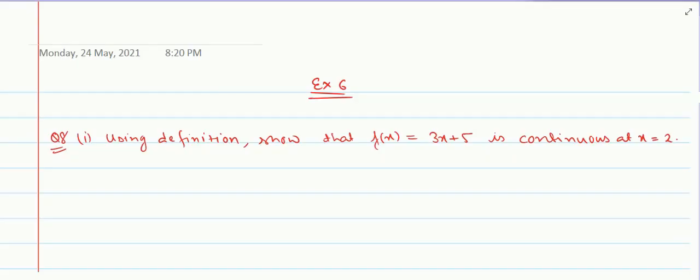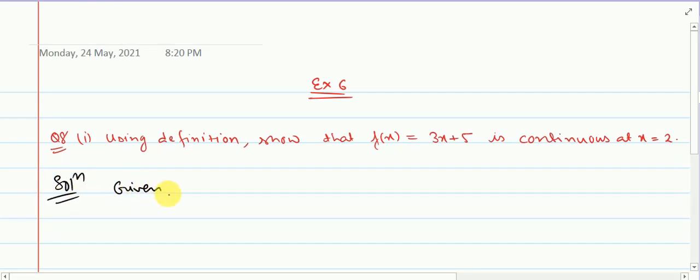Good morning, everyone. So in the previous lecture, we have already discussed how to show continuity and discontinuity. Okay. So here now we are starting exercise 6, and here I have taken question number 8.1. Here it's saying using definition, show that f of x equal to 3x plus 5 is continuous at x equal to 2. So see the solution.